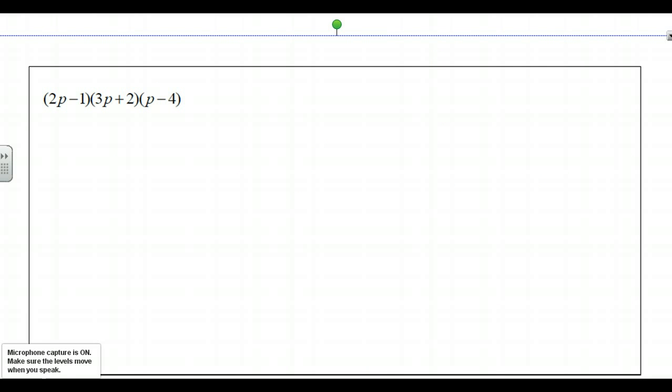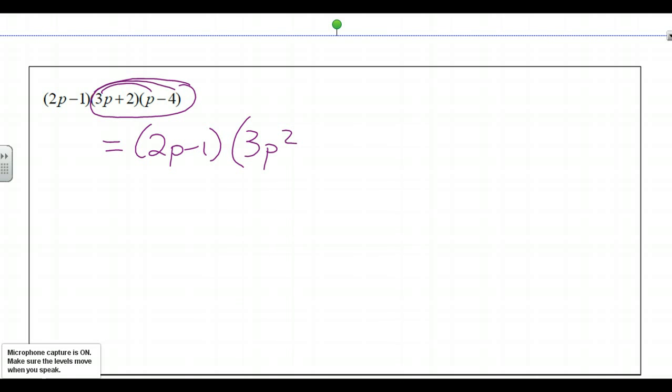Okay. We're multiplying 3 binomials together. So here's how you do it. You do it 2 at a time. So the first thing we're going to do, this is the order I do. It doesn't really matter, but I'm going to multiply these 2 first. So what I'm going to do is write down, it's 2p minus 1, and then I'm going to multiply these guys together. And this works out to 3p squared. Minus 12p plus 2p is minus 10p minus 8.